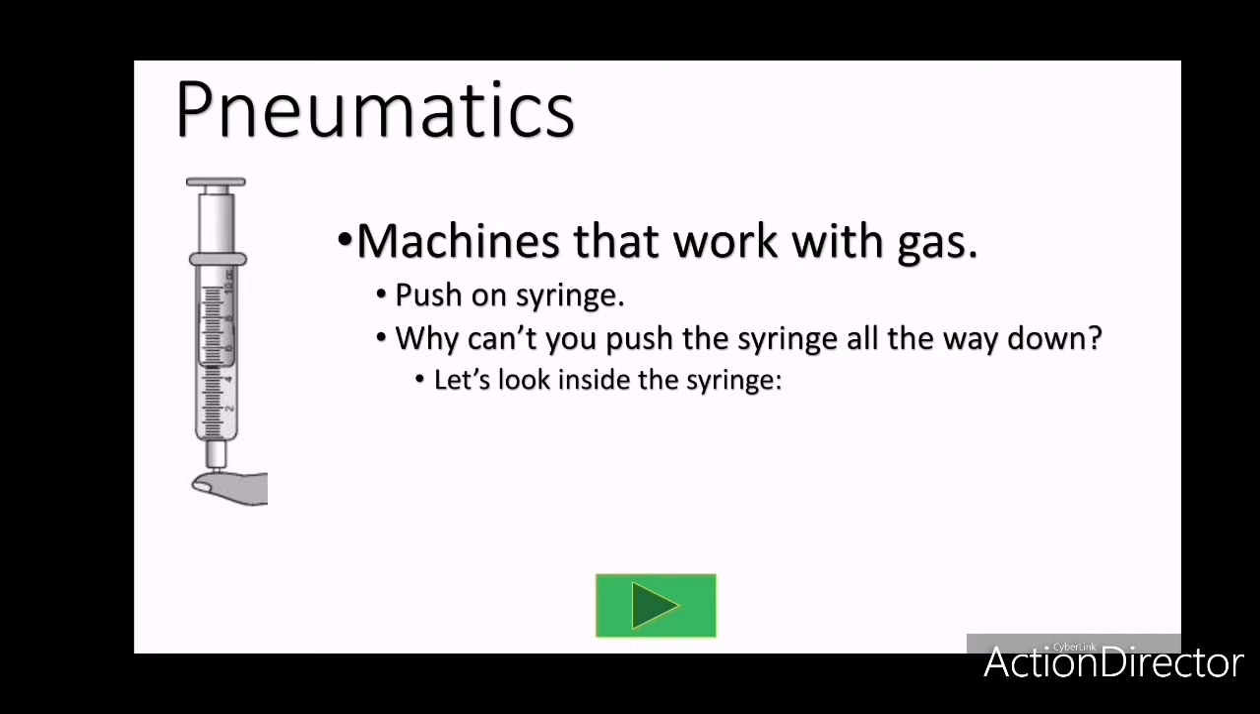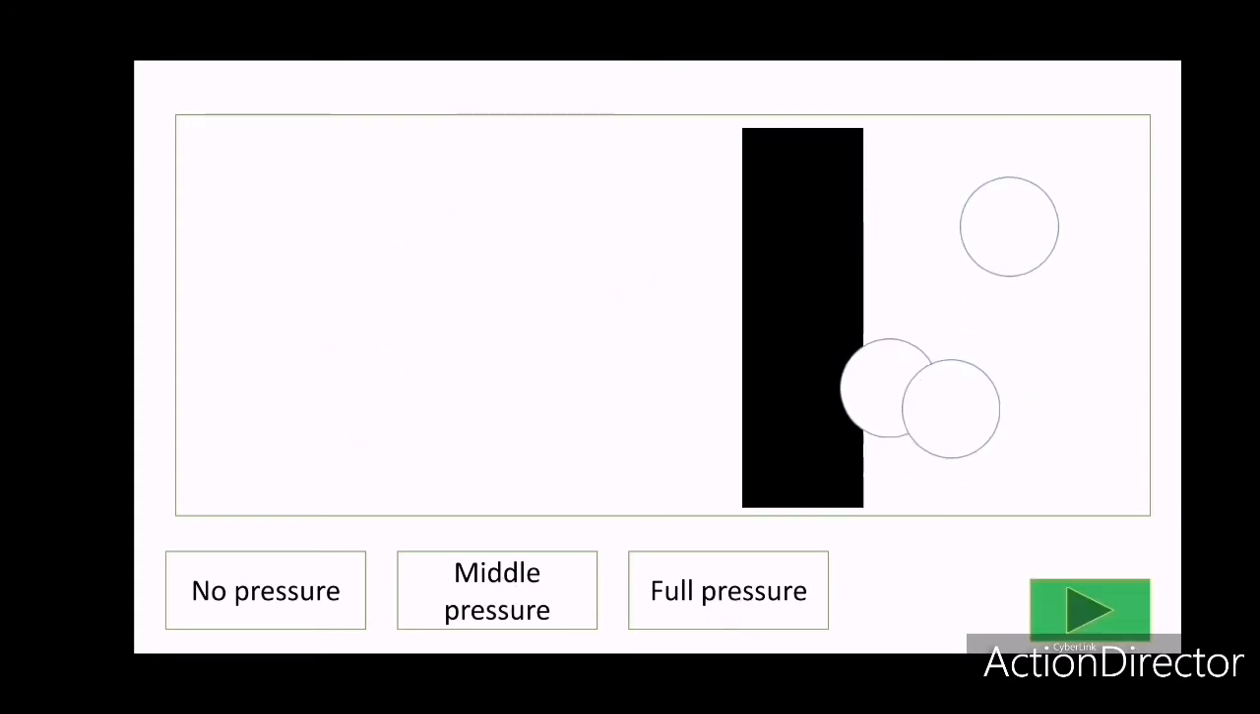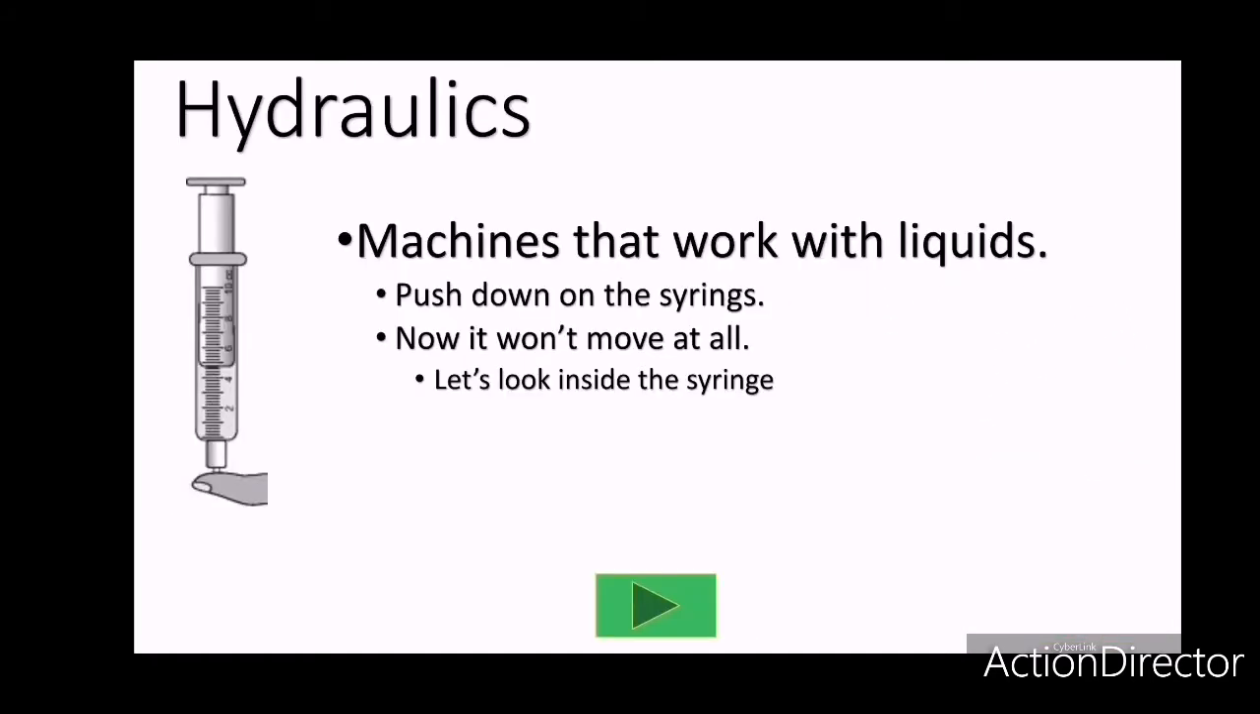Now before you continue with this video, I want you to take a syringe with air inside of it, put your finger at the bottom, like in this picture, and push down on it. What do you see happens? You would see that when you push the syringe, the air particles will be pushed down. If you push and you push, the air particles get trapped until you can't push anymore. So the syringe has some form of movement. So that is pneumatics. Hydraulics is machines that work with liquids.